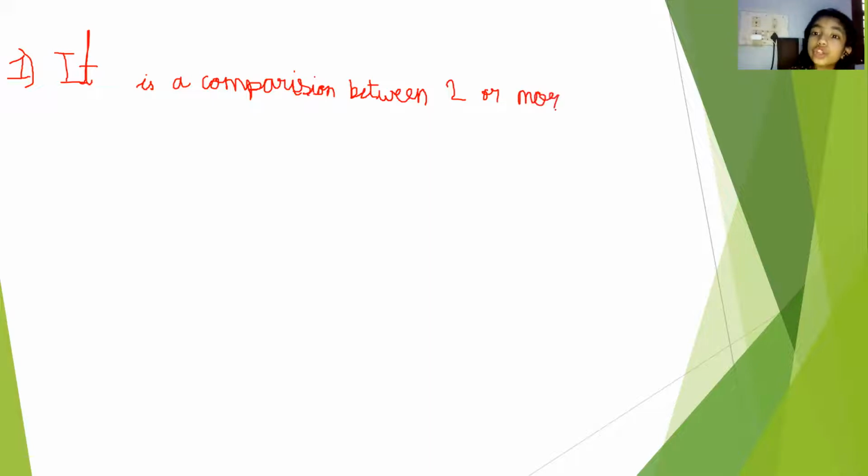So two or more things. You're comparing which one you like more, or which one is better in these two, or which one is worse. So comparison, right? Two or more things.